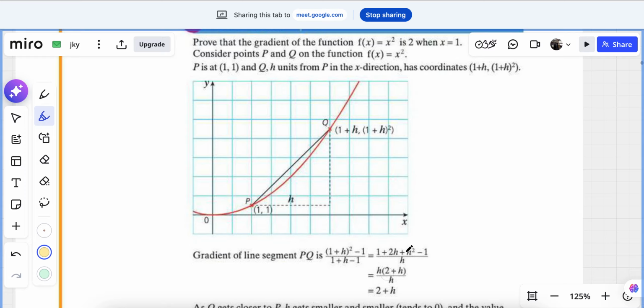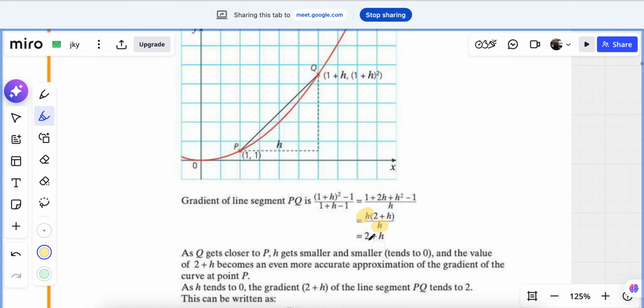So this simplifies down to h squared plus 2h over h. The h outside down here, we cancel the h here. So the gradient will be 2 plus h.